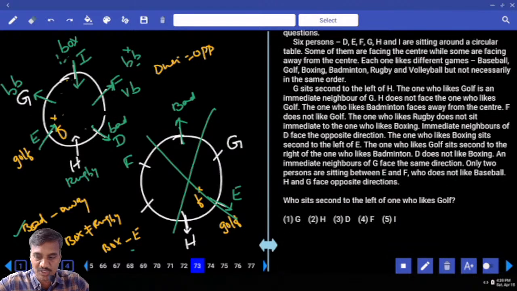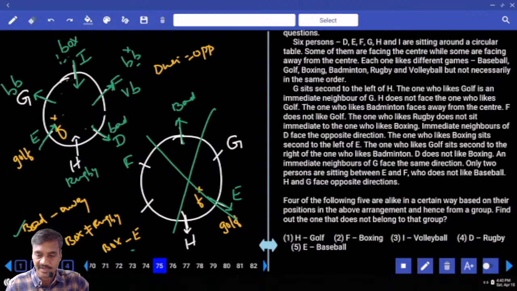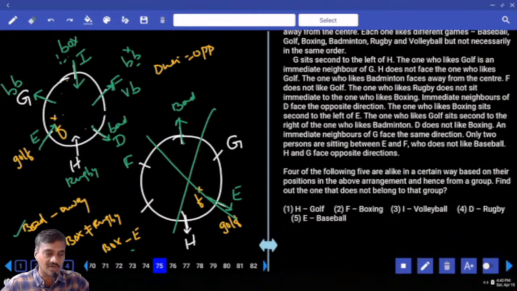Then who sits second to the left of the one who likes golf? Second to the left of the one who likes golf, that is I, the one who likes boxing, that is choice 73. And F likes which of the following games? F likes volleyball, that is choice 3, question number 74. And 75, four out of the following means odd one out.